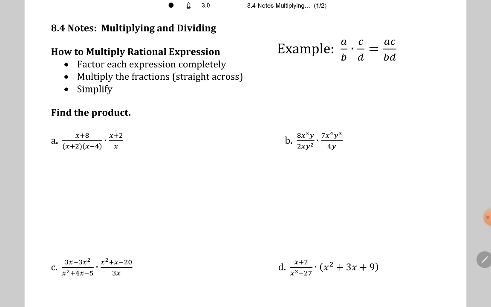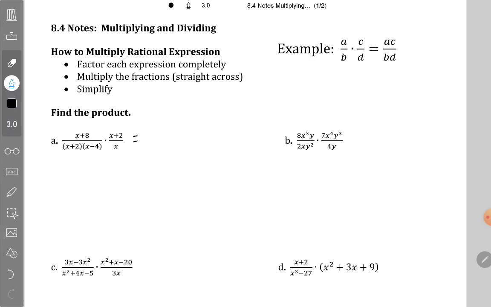So with these, it's a bit more complicated. You want to factor, if you can, and then you do the multiplication and then simplify. So let's see what we can do.